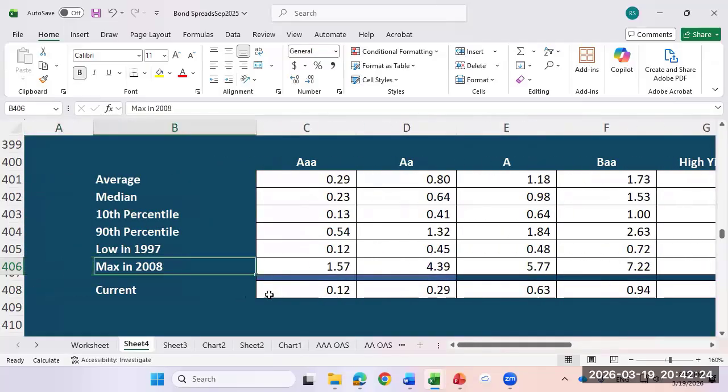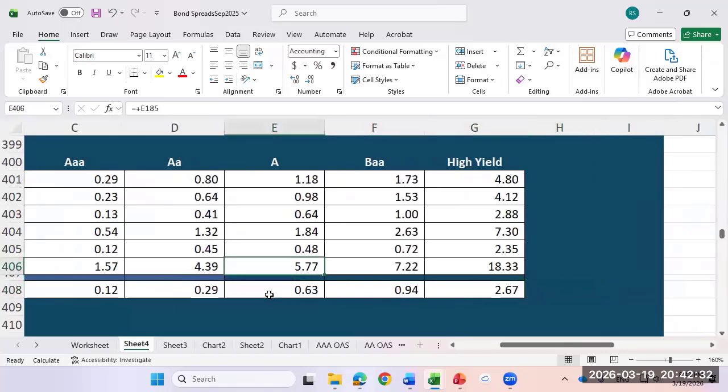Where are we today? We're at almost all-time lows. You look at triple B, 94 bips. Look at high yield. I don't know who's buying high yield. 267 bips. Do you want a 6.67% return when you can get 4% from treasuries? When you know you're gonna have defaults? So yeah, we really are about the lowest we've ever been on high yield. It's just crazy.